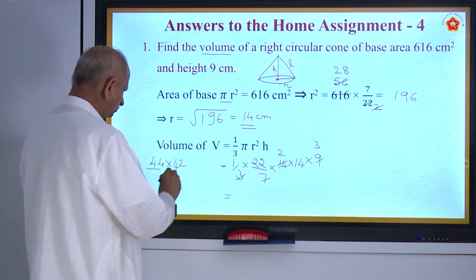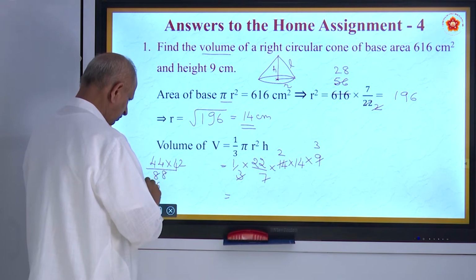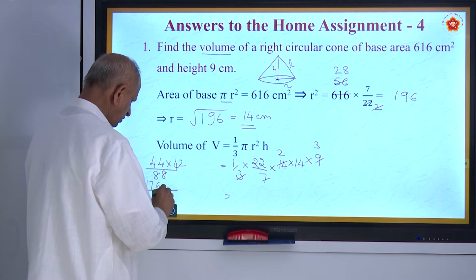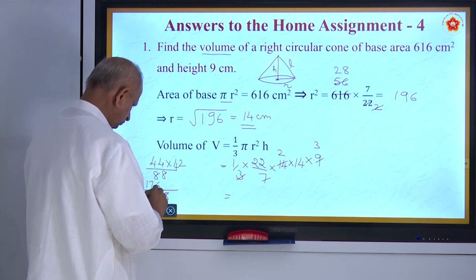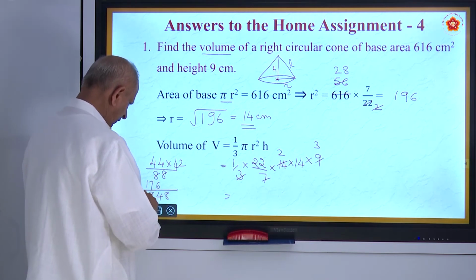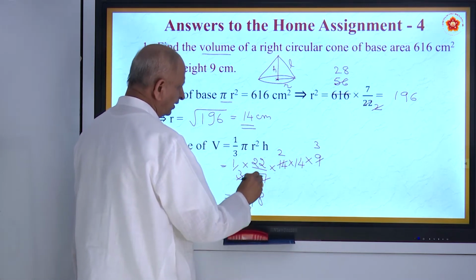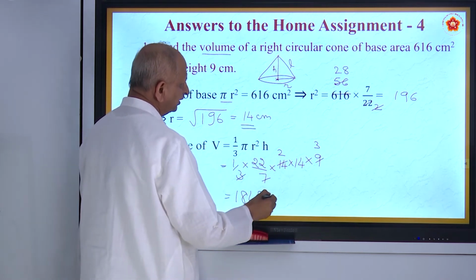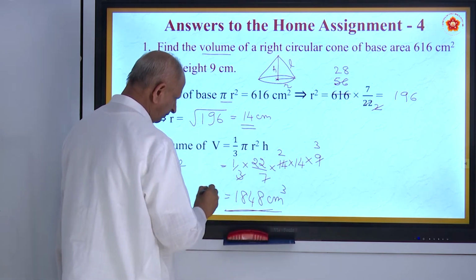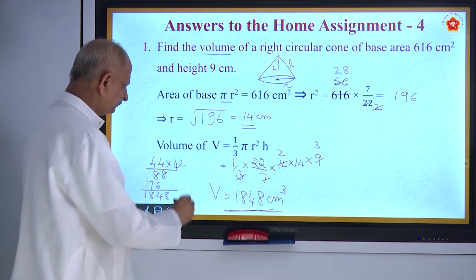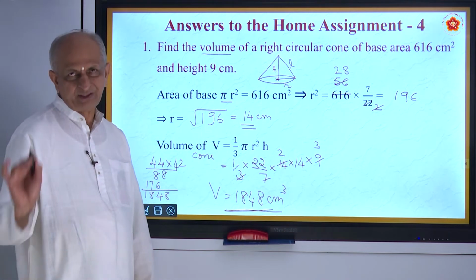That will be equal to 1848. So volume is equal to 1848, and what is the unit? Unit is centimeter. So volume becomes centimeter cube. So volume of the cone V is equal to, you must write cone here, 1848 centimeter cube. Is it clear?